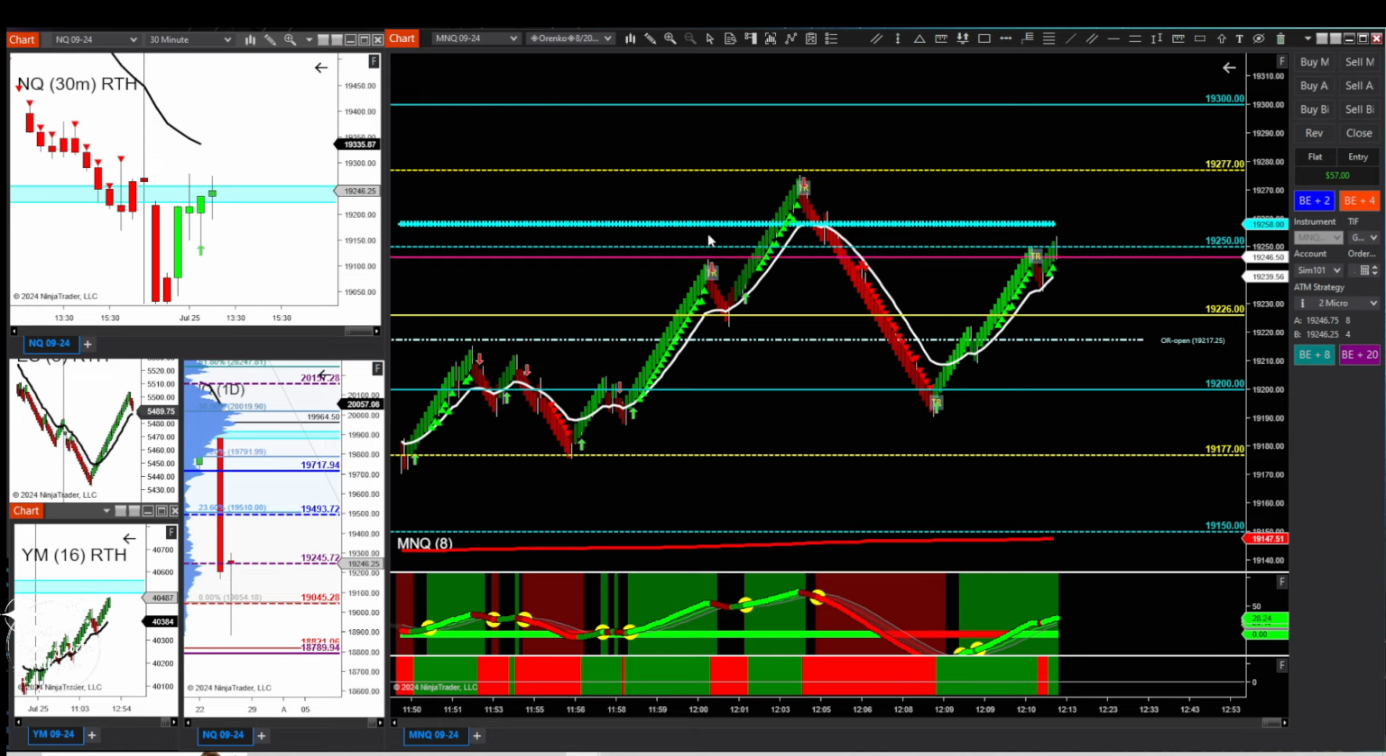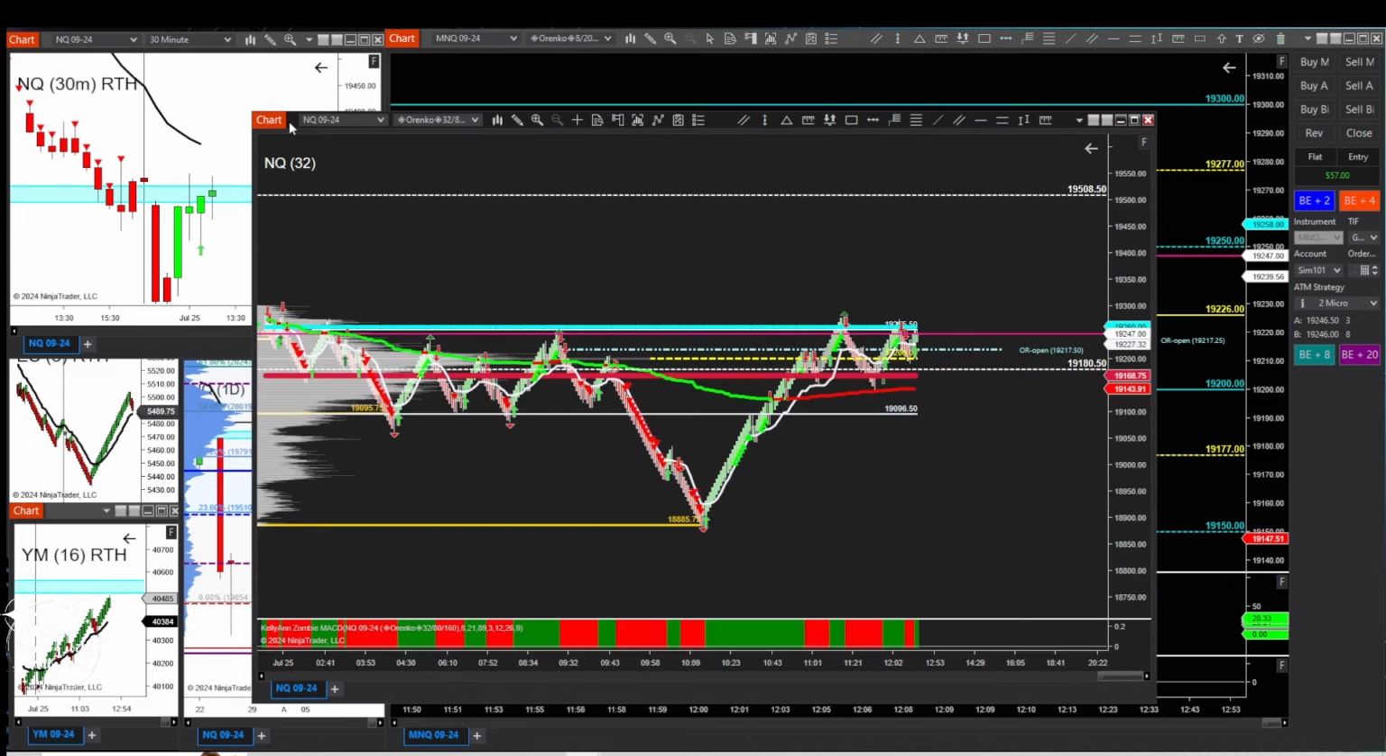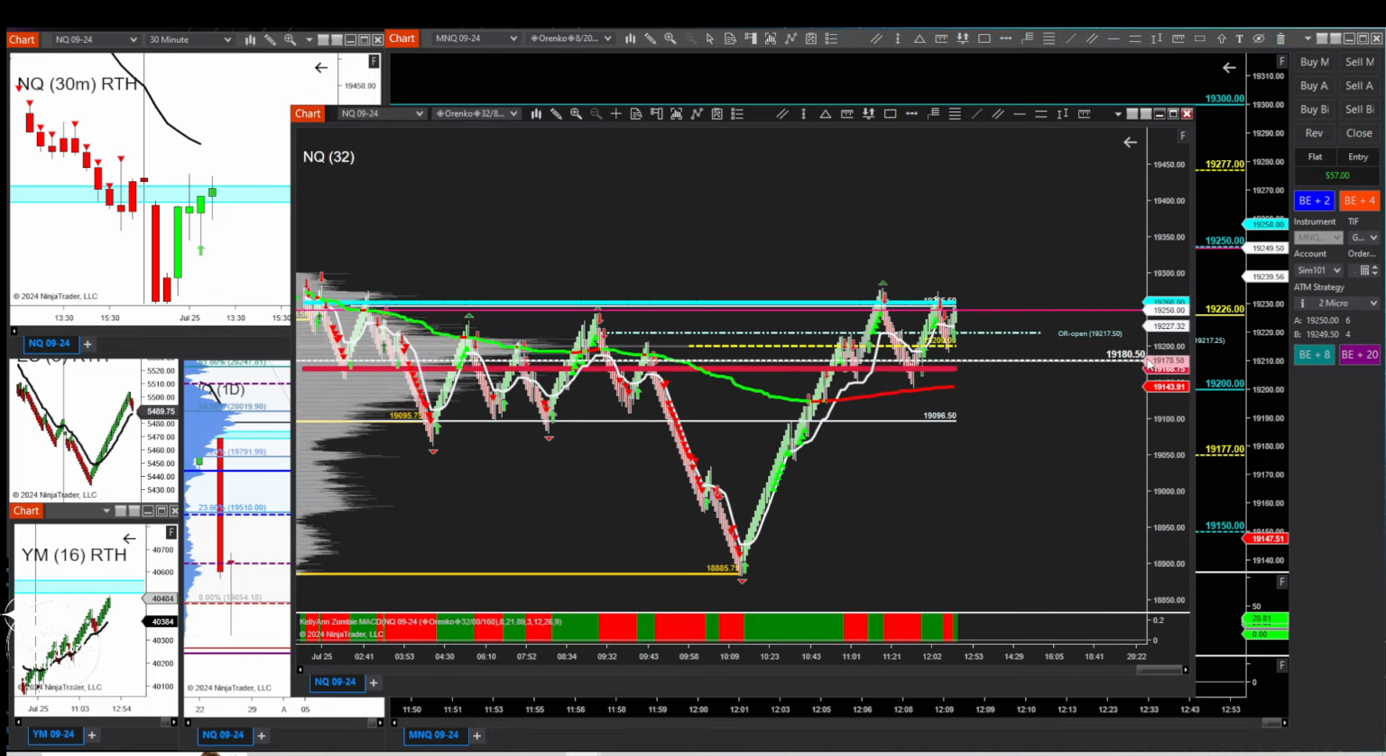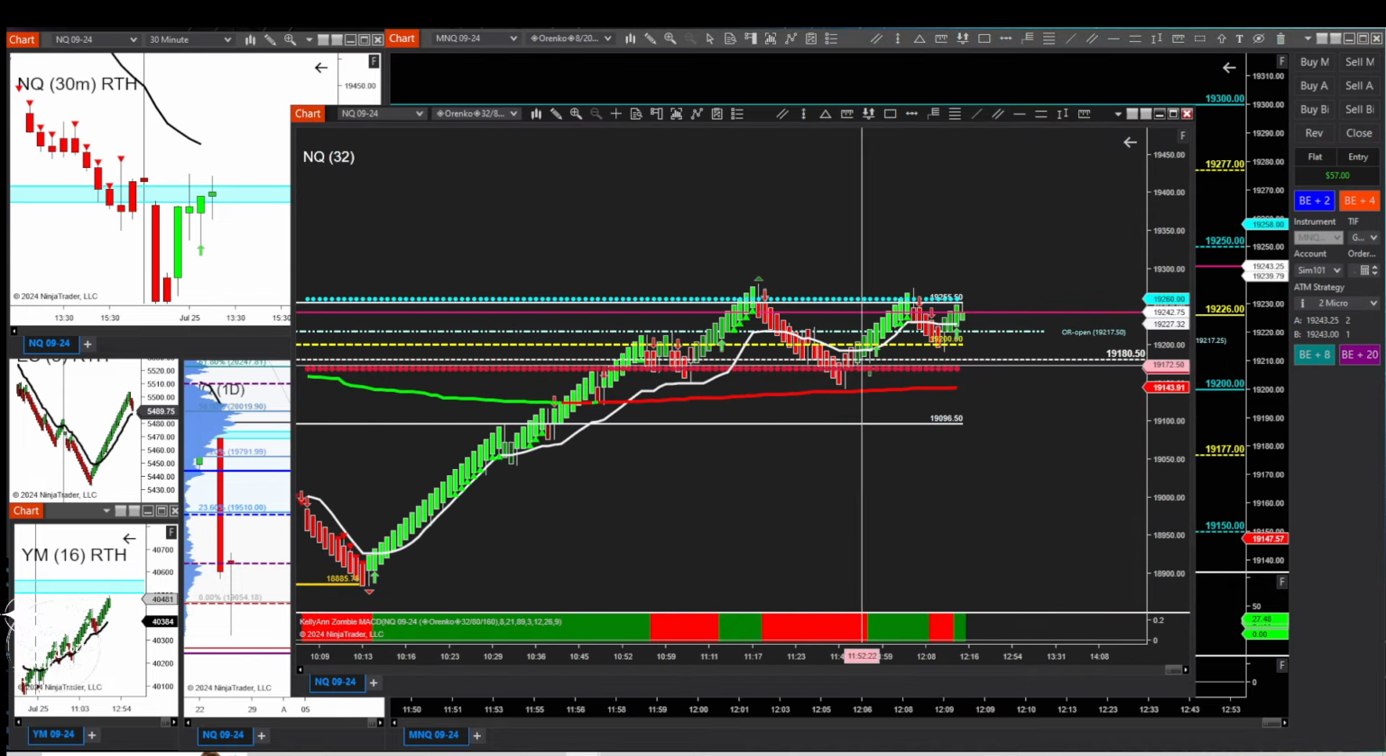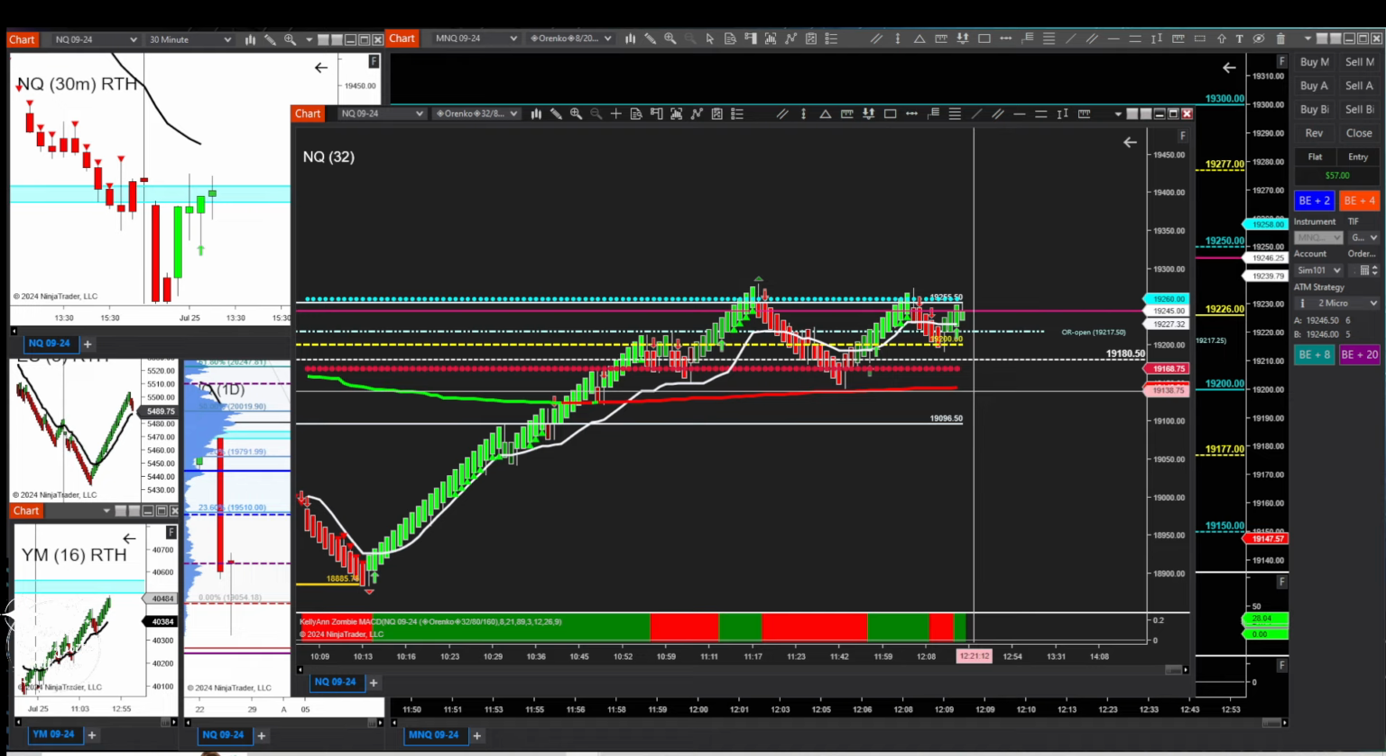I'm using all these different things here to help me manage the trade: my round number levels, my spots, my targets, the open lines, volume profile. Remember, I'm always looking at this chart. I try to stick with whatever these bricks are doing. If they're green, I like to be in the longs. If they're red, I want to be in the shorts.